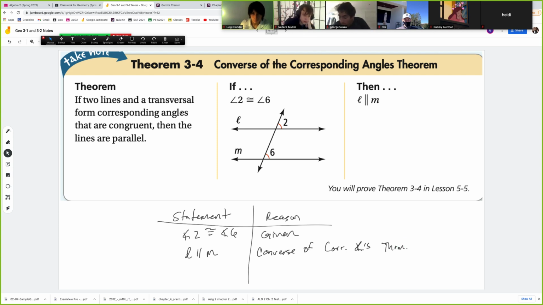Okay? Converse of corresponding angles. Why? Because whenever you're trying to prove that they're parallel, it's always going to be the converse. Okay? Very important to know the difference between the theorem and the converse. So, before we move on to some questions, any questions about what we just talked about?